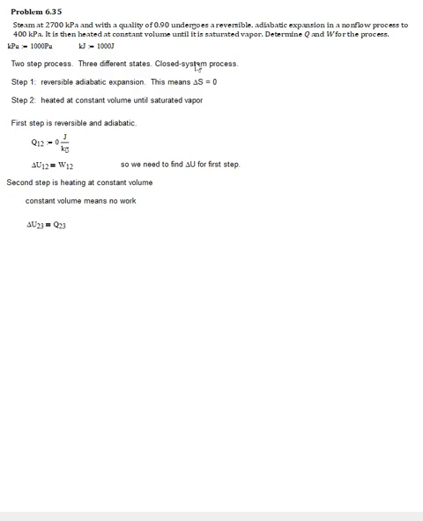So this is nice. We want to calculate Q and W for the process, so that means that the only time we have work is in the first step, no heat. The only time we have heat is in the second step, where there's no work. So we don't have to worry about adding work and heat from different steps. We just calculate the work from one step and then calculate the heat from the second step, and then we're done.